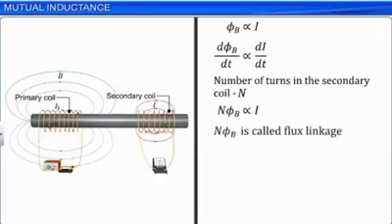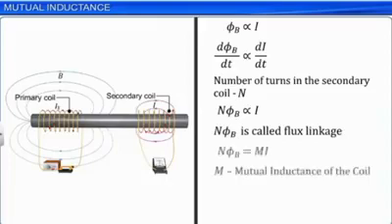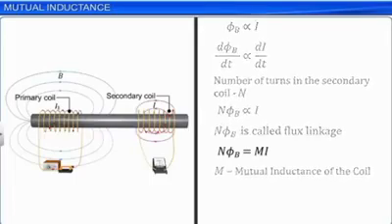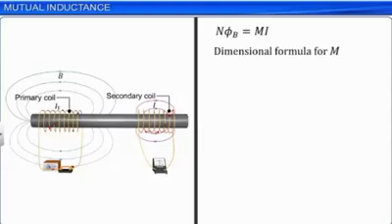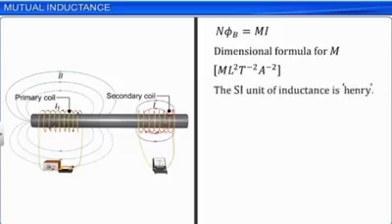The constant of proportionality M between the flux linkage and the current is called the mutual inductance of the coil. Inductance is a scalar quantity and has the dimensions ML²T⁻²A⁻². The SI unit of inductance is Henry, named after the scientist Joseph Henry, and is denoted by H.